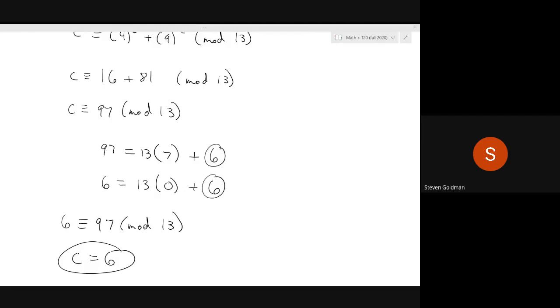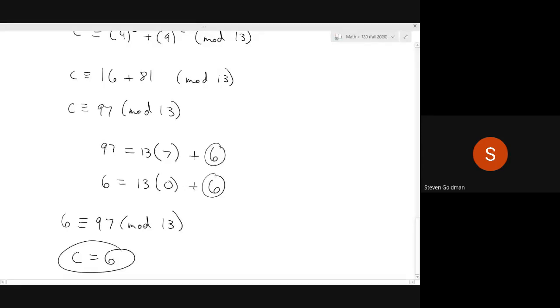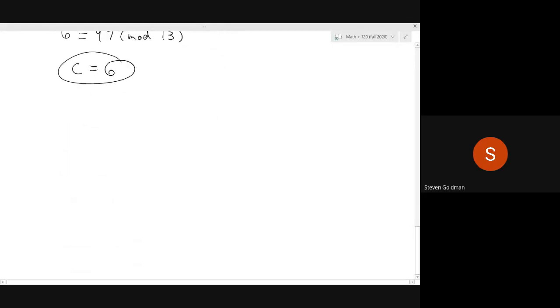Okay, so if there's no other questions, then let's continue. We're now going to move on to section 4.2, which deals with integer representations.